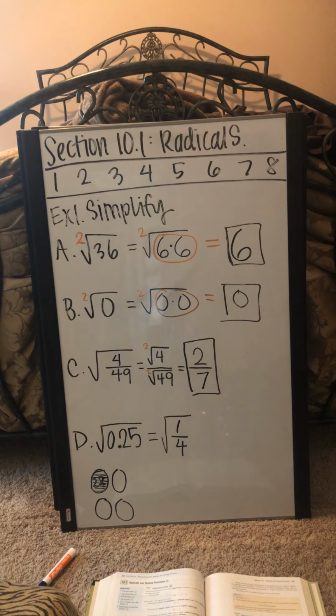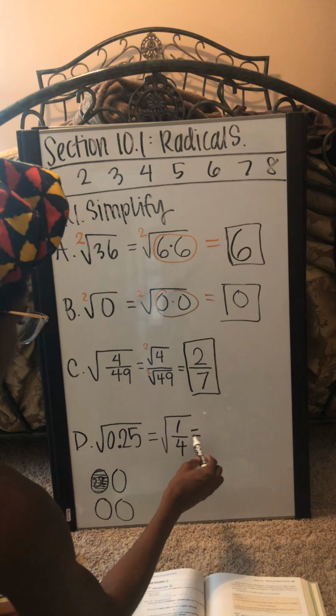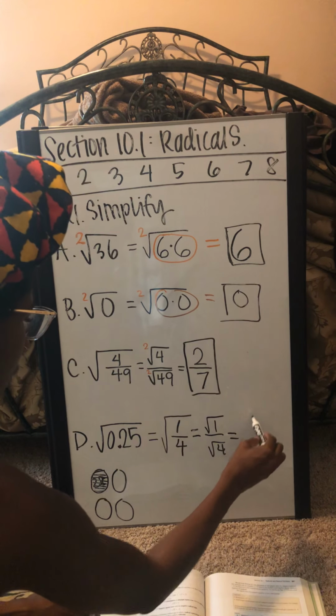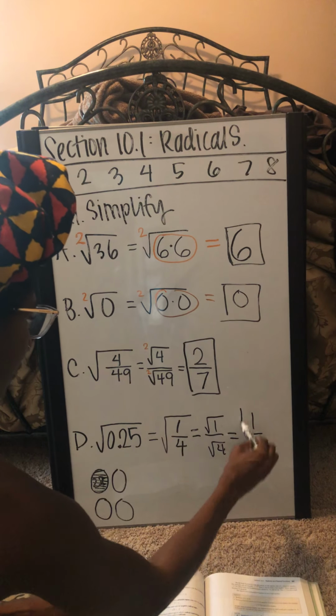All right, so next, we do the same thing we did on C. We can split this up to the square root of 1 and the square root of 4. The square root of 1 is 1 and the square root of 4 is 2. So that's our final answer.